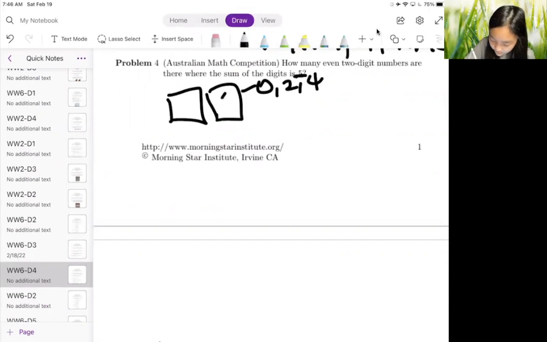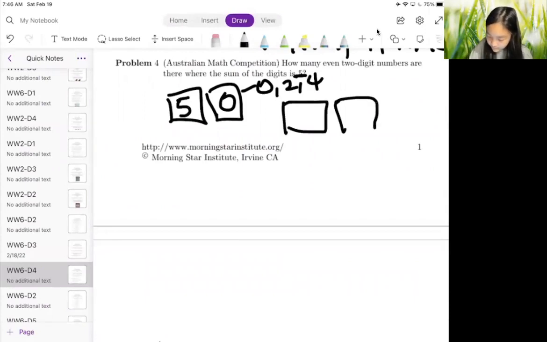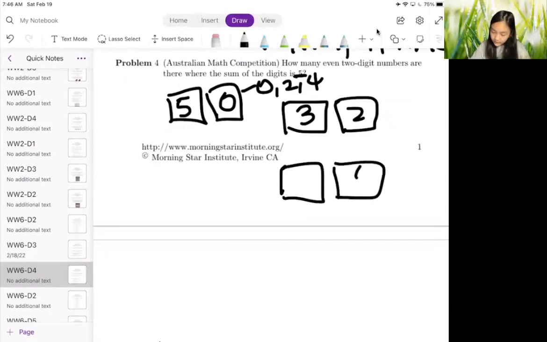So let's start with the 0. If it's 0, then the other digit has to be 5, since 0 plus 5 equals 5. And then next, let's try 2. And the other digit has to be 3, since 2 plus 3 equals 5. And then lastly, 4. The other digit has to be 1, since 1 plus 4 equals 5.